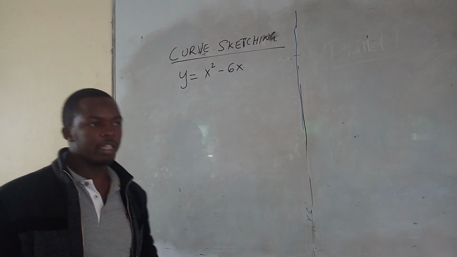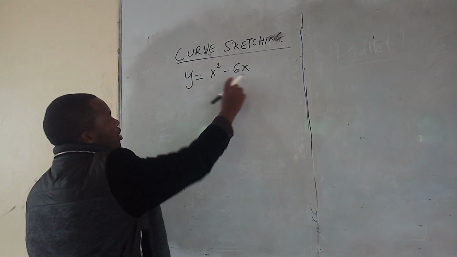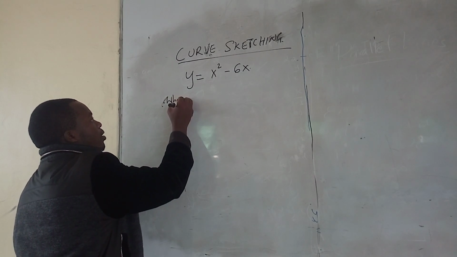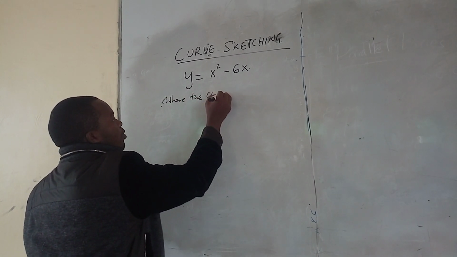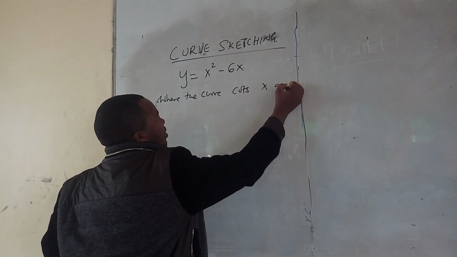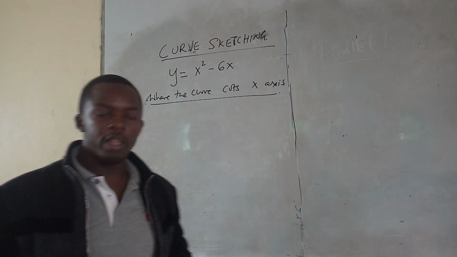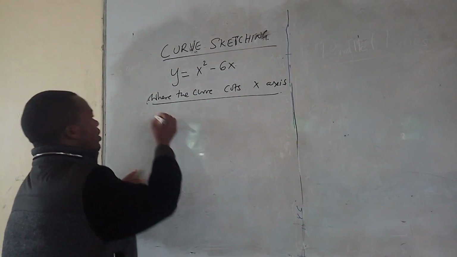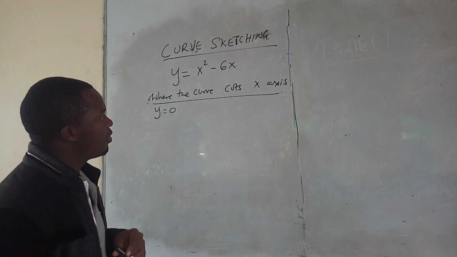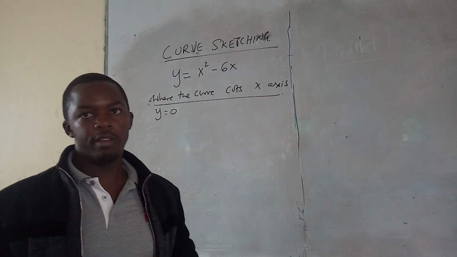So the first thing that I'm going to do is to get where the curve cuts the x-axis. What I know is where the curve cuts the x-axis, the value of y must be 0, because at any point on the x-axis, the value of y is 0.